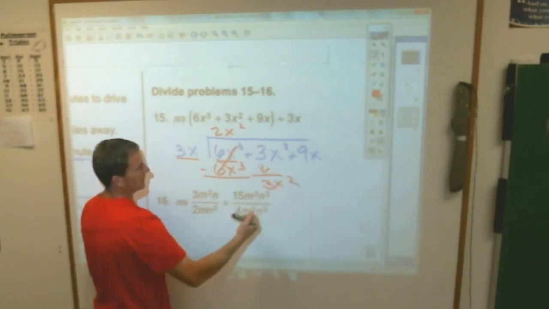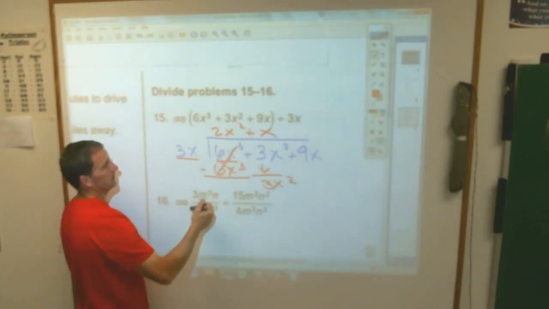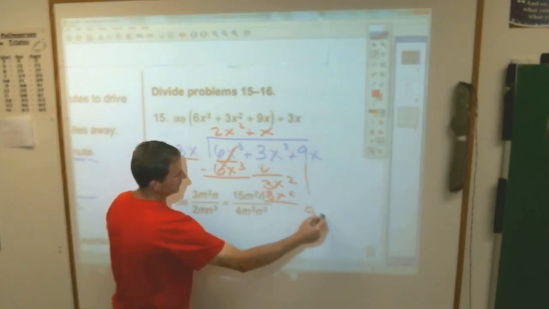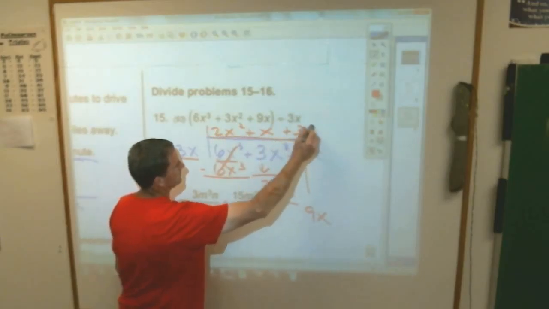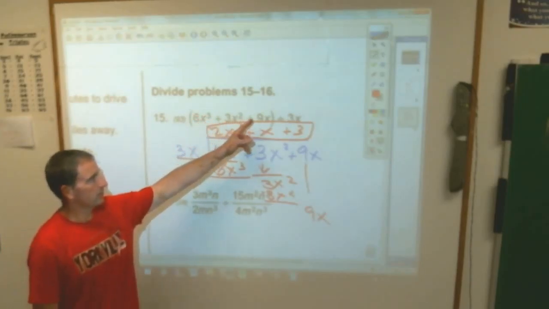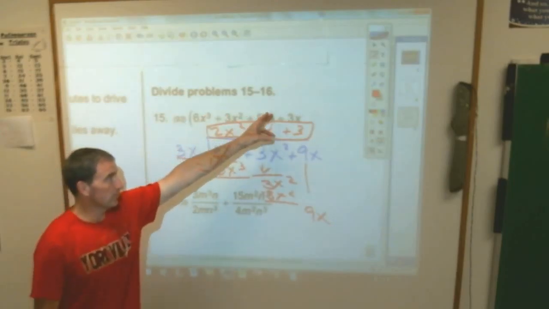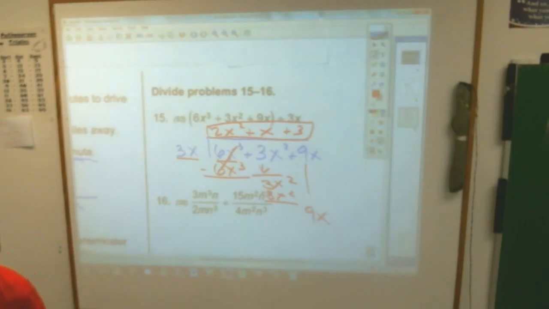What times 3x gives you 3x squared? An x, which gives you 3x squared. You subtract, bring down. What times 3x gives you 9x? 3. Now, if you look at this, what could you factor out of all of those? A 3x. And if you wrote that as a fraction, this over that, the 3x would cross cancel. You do that, but there's more than one way to skin that proverbial cat.